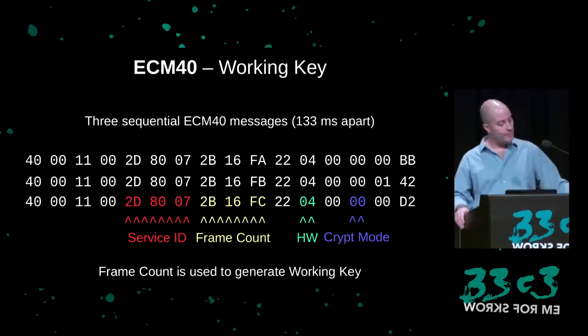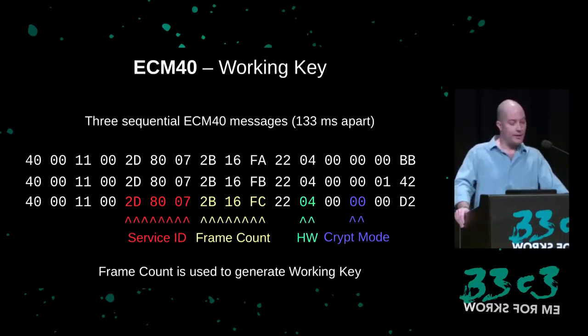The ECM40 message is used to generate the working key, used to descramble the MPEG streams. There's a service ID used to identify each channel and a frame count that's used with the program key to calculate the working key. The crypt mode identifies if the channel is operating unencrypted with a fixed key or with the normal secure keys which are typically used.